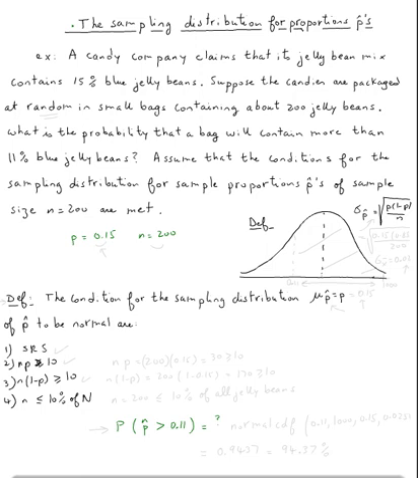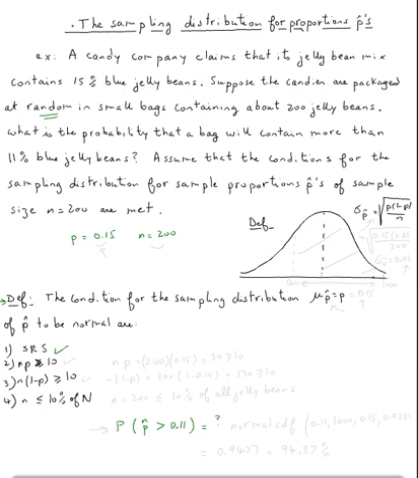So assume that the conditions for the sampling distribution for sample proportions, with sample size n equal to 200, are met. But even if they were not met, we could check them easily. Can we check the simple random sample? Yes, this is the definition. The definition says you need to check all four. So SRS is easy to check. Why? Because it says the candies are packaged at random in small bags. So the simple random sample is checked.